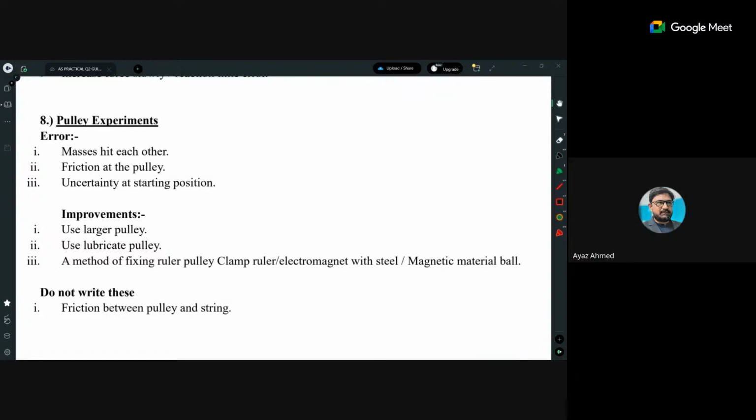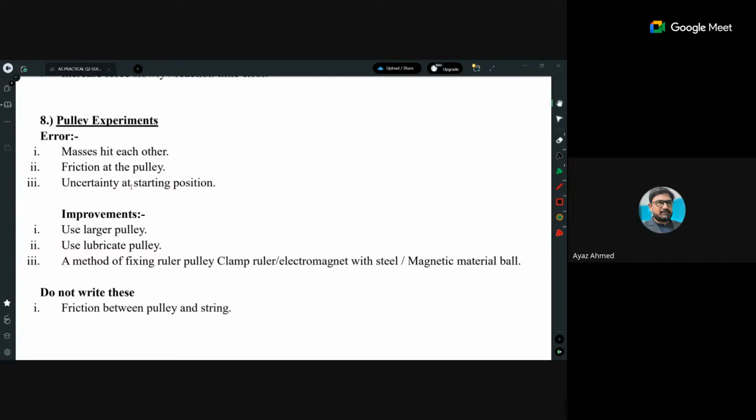Then in 8.1 pulley experiments, masses hit each other. This is the error when we are going to perform the pulley experiments, the masses should not hit each other. And friction at the pulley, because when friction is there, there would be an error in the reading. And when masses hit each other, error will take place. And uncertainty at the starting position, this is very important. When you are going to perform the pulley experiment, you must fix it. Your starting position is the same all the time, a fixed position.